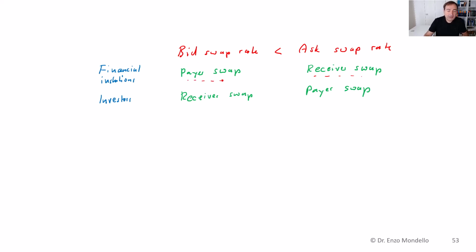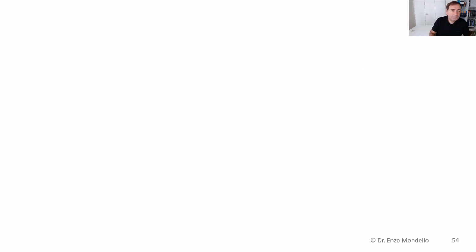Let's take now an example to illustrate this concept. Let's assume the following interest rate swap. The notional principal is 50 million euros.